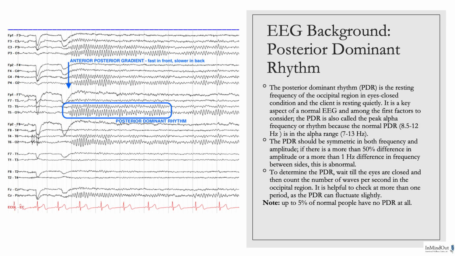In those cases, we sometimes see that the posterior dominant rhythm on one side is drastically different than the other. Or if we look at the FFT spectrum, which is the fast Fourier transform, which we'll talk about in a second, we see more than one posterior dominant rhythm, or like a bimodal posterior dominant rhythm, if you will. Also understand that approximately 5% of the normal population do not have a posterior dominant rhythm at all. So keep that in mind.